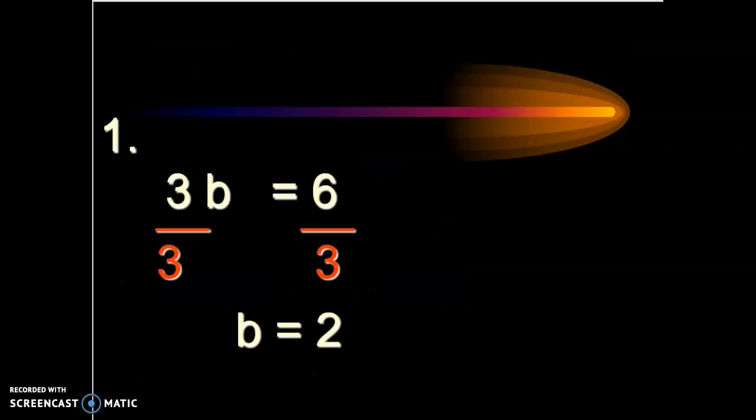Here's the first one. Did you divide by 3? How do you get rid of a times on b? You do the opposite operation. So we divided by 3. 6 divided by 3 is 2. And remember, on the left there, 3 divided by 3 is just 1. So that's 1b, which is just b. 1 times b would just be b.